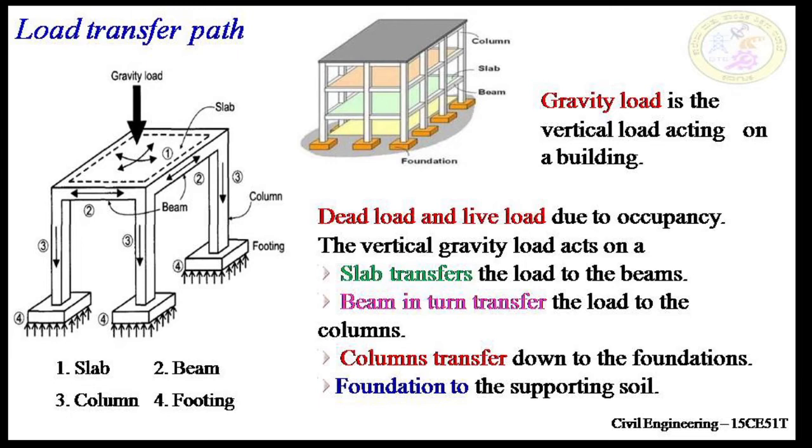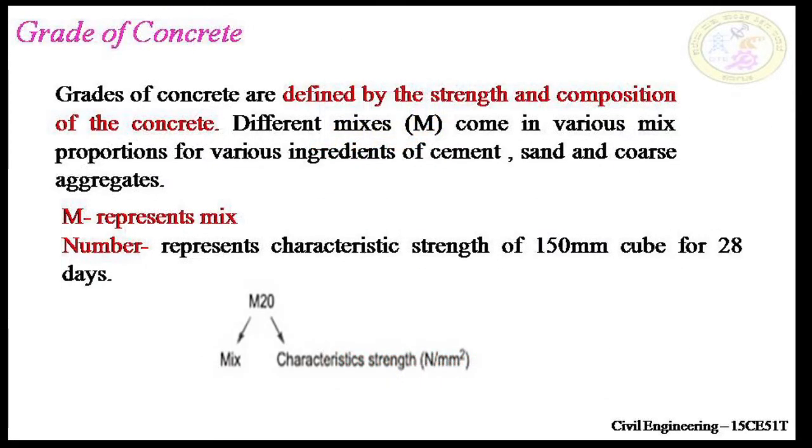So this is the load transfer path. Apart from this, let us see what are the grades of concrete and grade of steel given for the calculation purpose by IS code. The grade of concrete are defined by the strength and composition of the concrete. There are different mixes given.